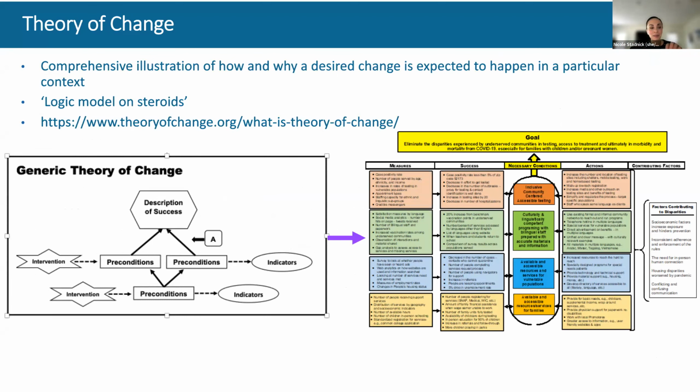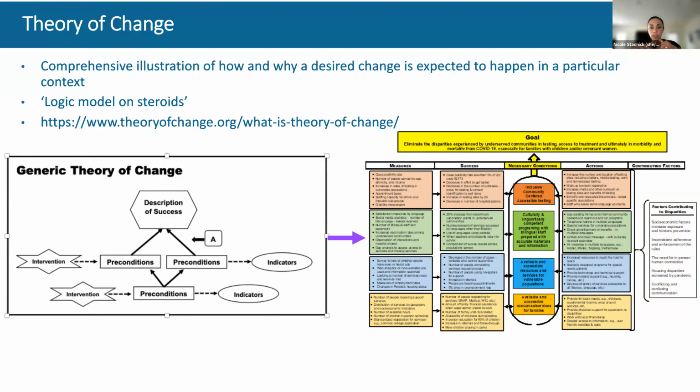You can see that the generic theory of change talks about a North Star that you're working towards, and then underlying that North Star, what are the necessary preconditions, measures of success, and actions that are needed to produce that North Star or ultimate success. On the left-hand side, we have a figure of a generic theory of change. And on the right-hand side is our very colorful theory of change that we co-produced with our community partners across those two public health projects.